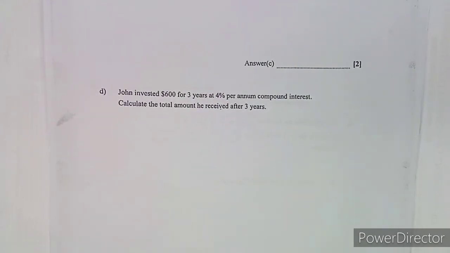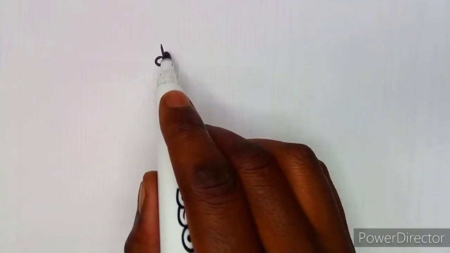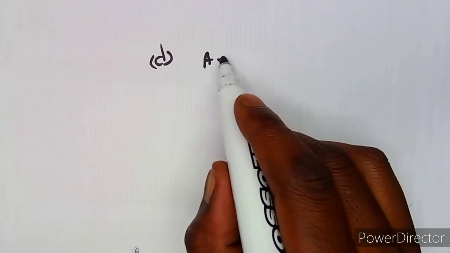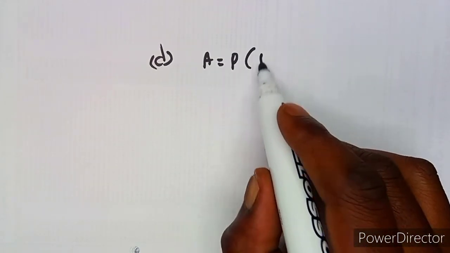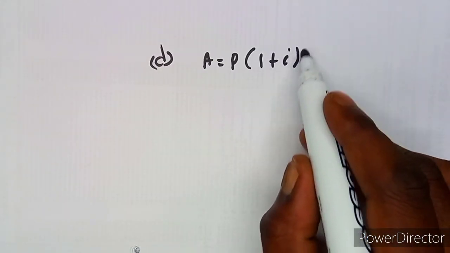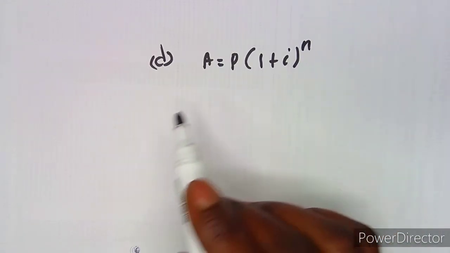Then John invested $600 for 3 years, at 4% per annum compound interest. Calculate the total amount received after 3 years. Okay, so if this is compound interest, we shall have our amount like this. The amount is going to be P into 1 plus the interest rate to the exponent of n, which is the number of years.